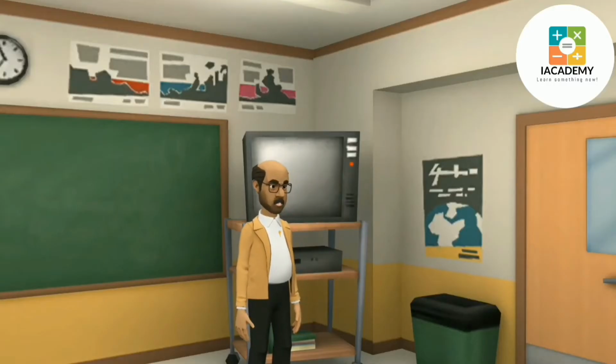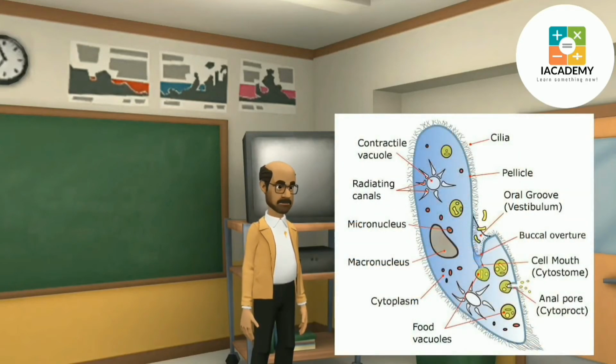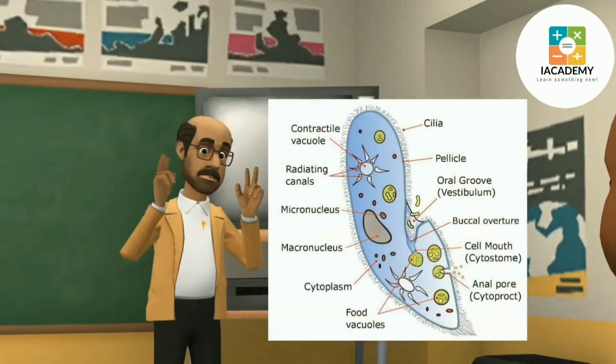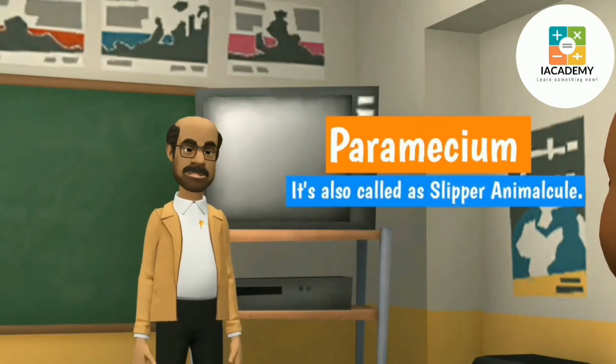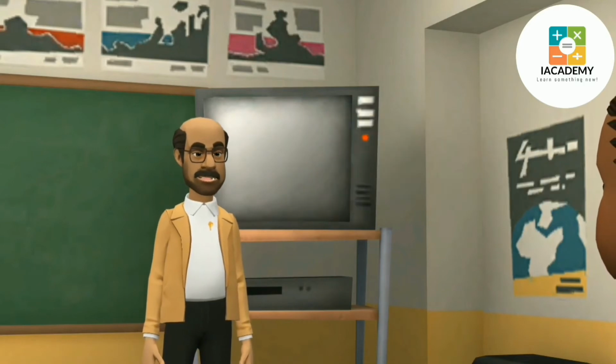Now let us see how nutrition takes place in Paramecium. Cilia in Paramecium are responsible for locomotion and food capture. With the help of cilia, food will be captured. Paramecium is also called a slipper animalcule. It's a unicellular organism and has a definite shape.